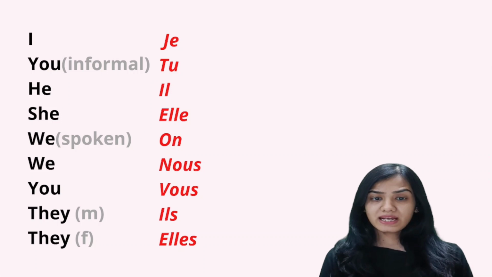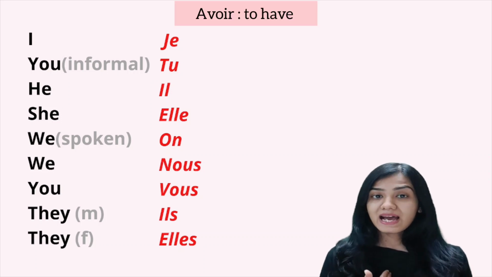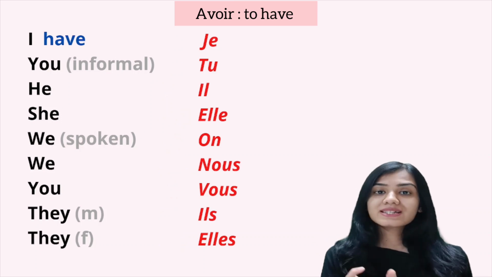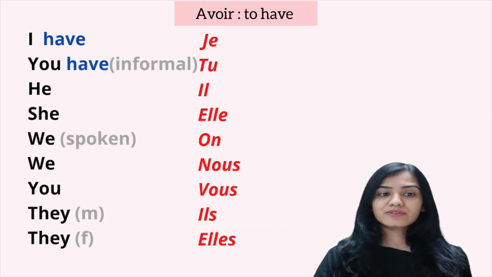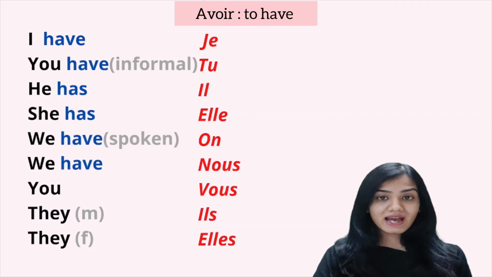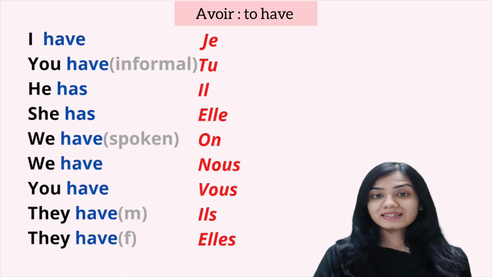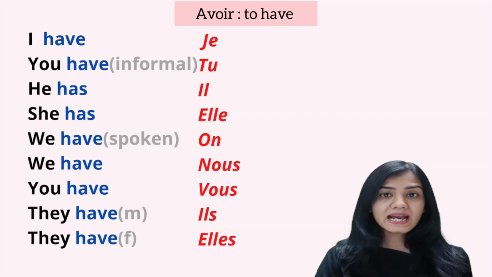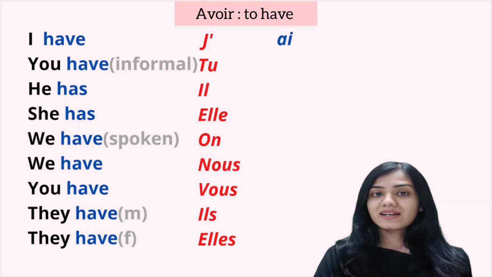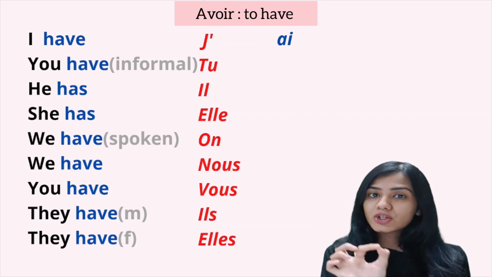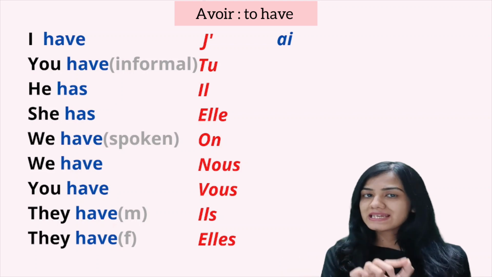Now let's have a look at how we are going to say I have, you have, all these things in French. So the word to have in French is avoir. Avoir. Alright? So for saying I have, you have, he has, she has, we have, you have, they have, what are we going to use for them in French? For saying I have, we say j'ai. J'ai. Over here, if you notice, then it's J apostrophe and then AI. It's not J-E and AI.